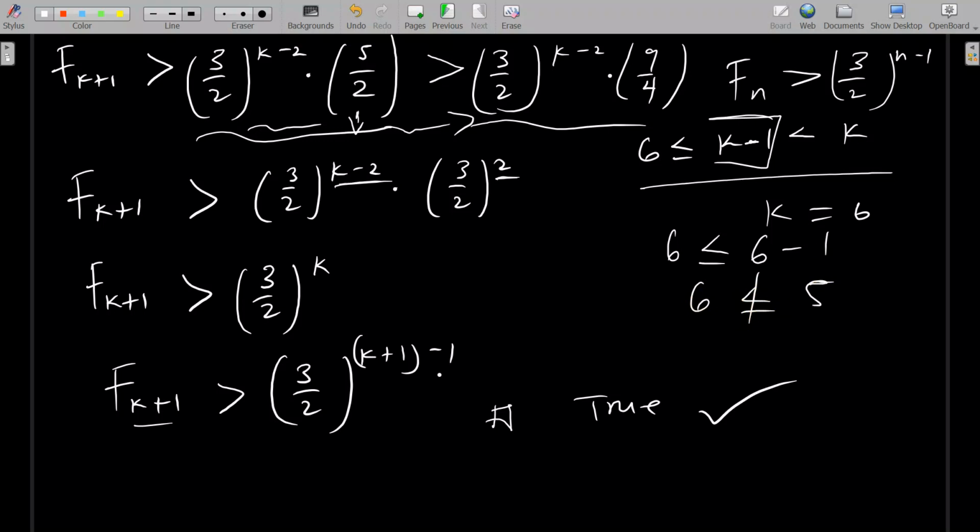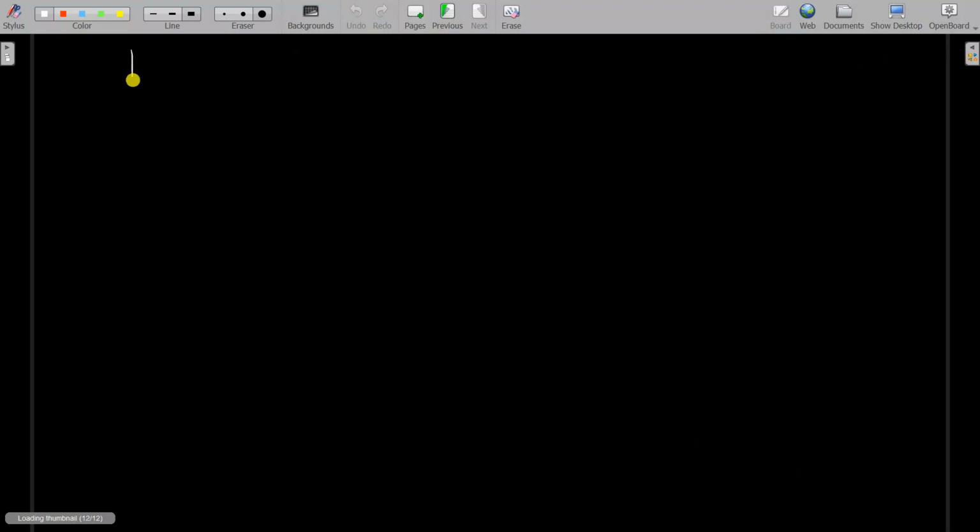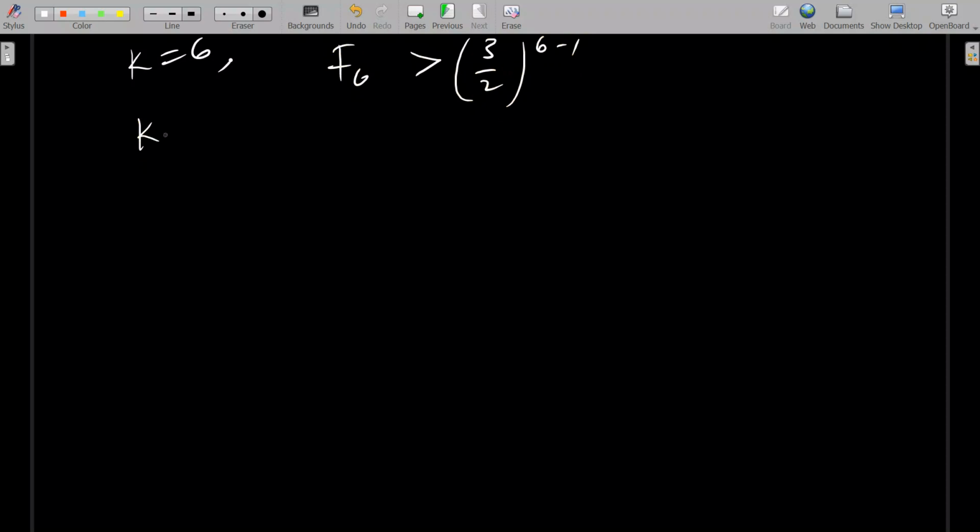So what do we have to do? Solve this equation. Pick the smaller one: 6 equals k minus 1. And so it means k will be equal to what? 7. So the base case that we picked was k equals 6. That's what we showed. And indeed, f sub 6 was greater than 3 over 2 to the power 6 minus 1. So now, since we've been able to solve for k minus 1, we had that k is equal to 7, solve for this as well.